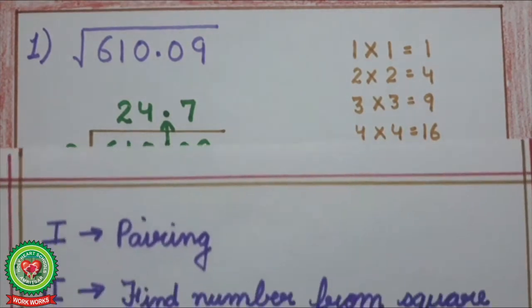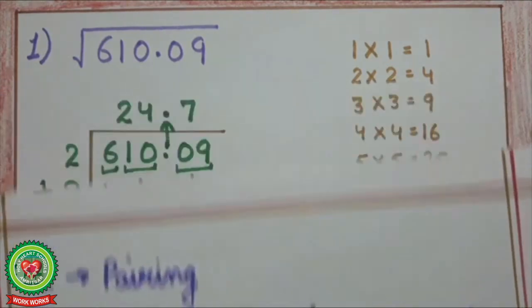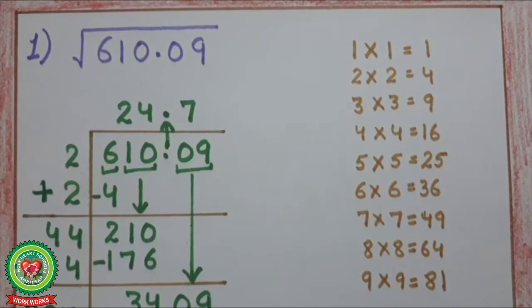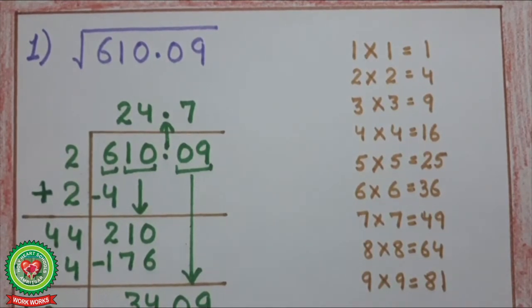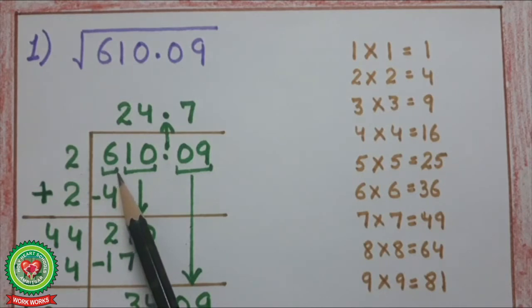Then our next step is find number from square table. We have to find number from the square table which is either equal to or just less than the first pair. Here we are having just one digit 6, so we have to find a number from square table which is either equal to 6 or just less than 6.